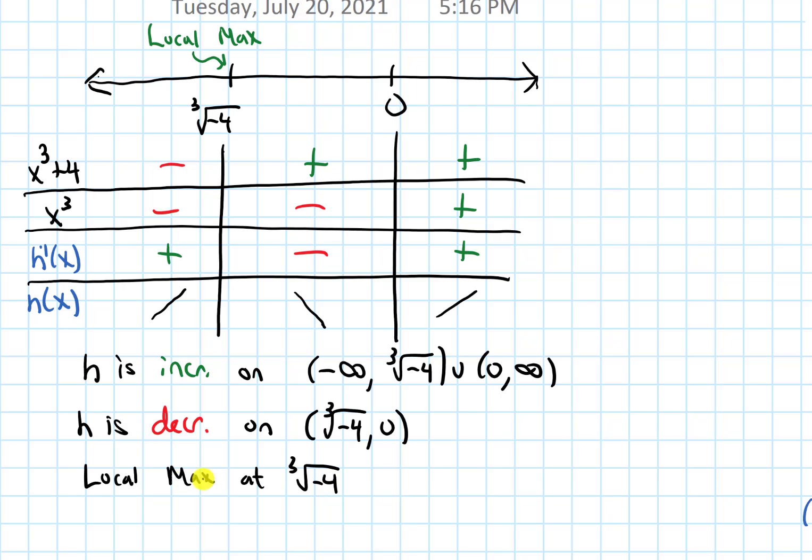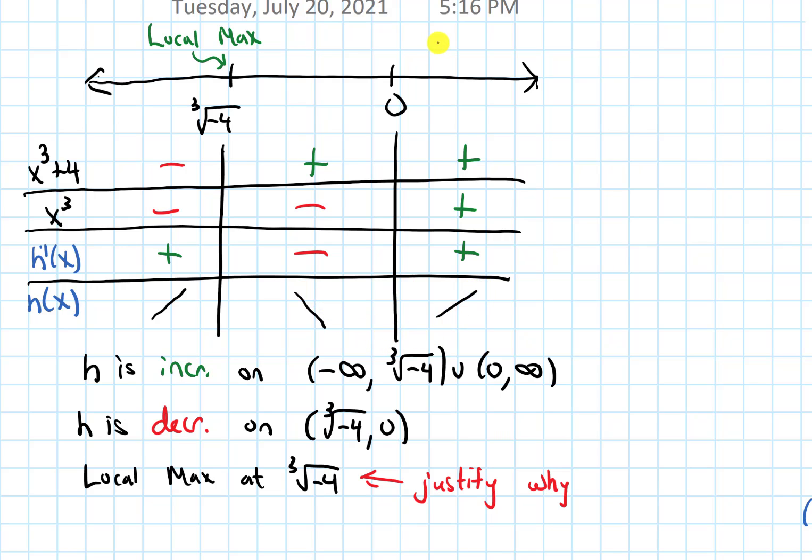For this problem, I'm going to skip the justification. I'm instead just going to point to it and say, you should justify why. If this was a homework question, quiz question, exam question, you should justify why there's a local max there, like we did in the previous example. Okay, and at 0, my function changes from decreasing to increasing. So it certainly looks like there's going to be a local min.